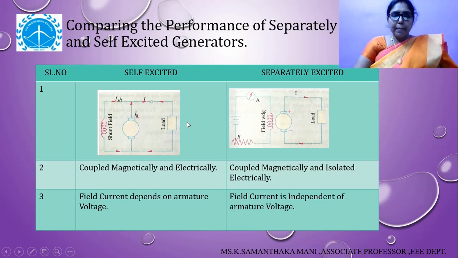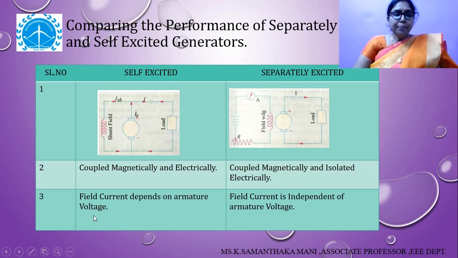Now we'll go through the other comparisons. The self-excited generator is coupled magnetically and electrically. What that means is the shunt field winding is connected electrically through this connection, and magnetically also. But the separately excited generator is coupled magnetically but isolated electrically. What is the meaning of isolated electrically? Because the field is being excited with a separate DC source, not with the voltage generated in the armature. There is no connection between the field winding and the armature winding. That we need to understand here.